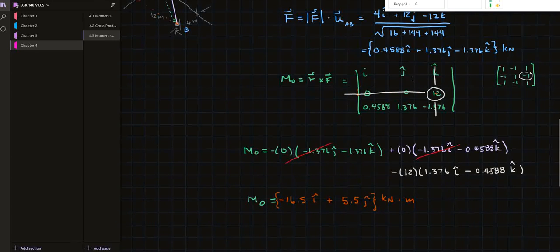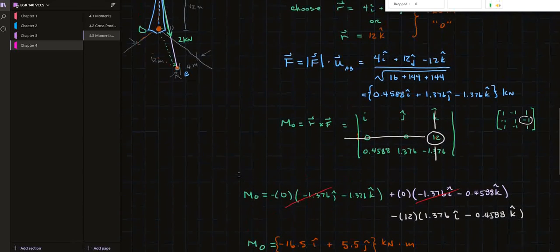Notice by solving the determinant this way, I only really had to do this one term. That's all I have time for. Notice there's no z component to the moment. It acts only in the x, y plane, perpendicular to R and F.